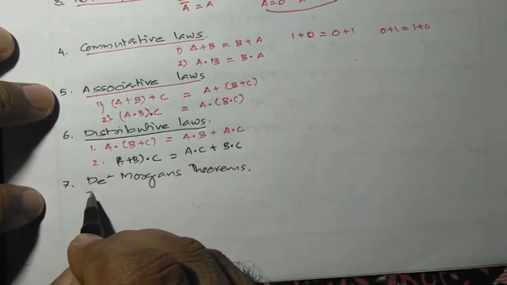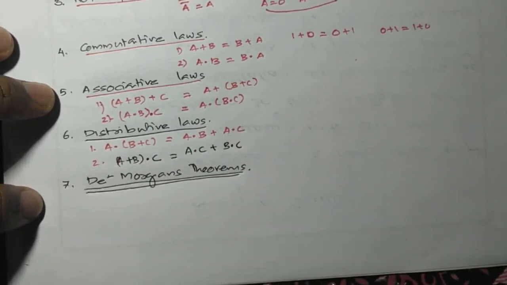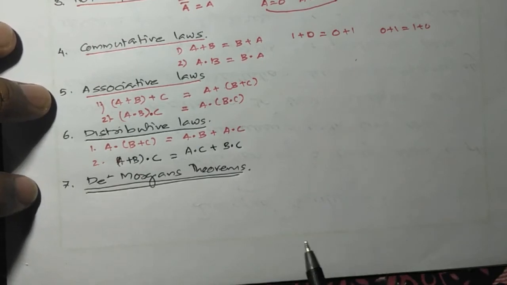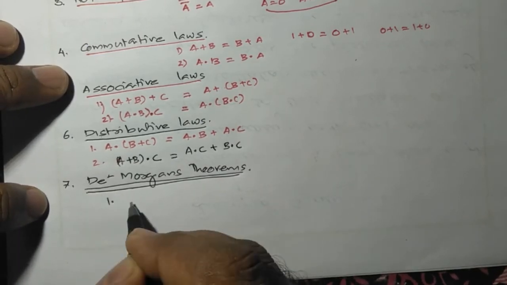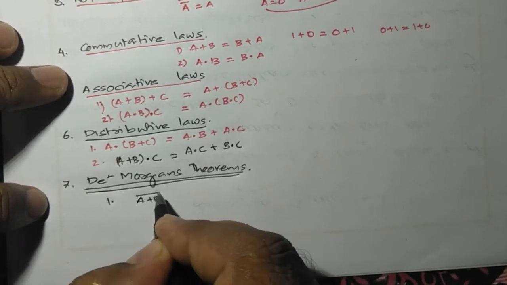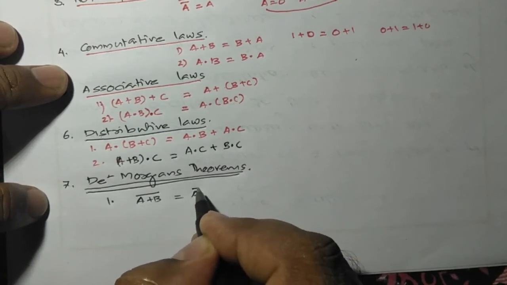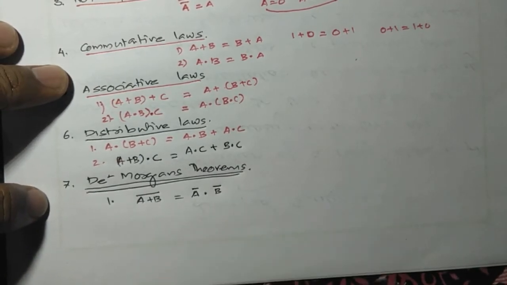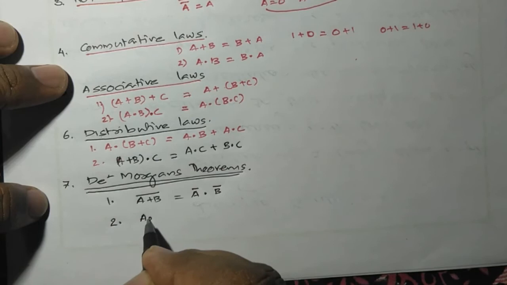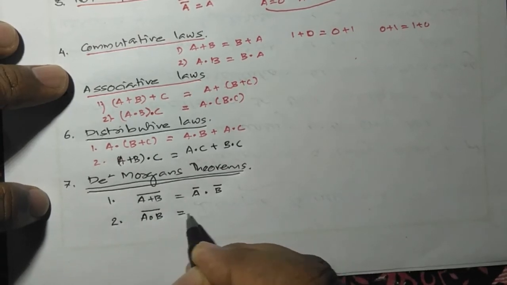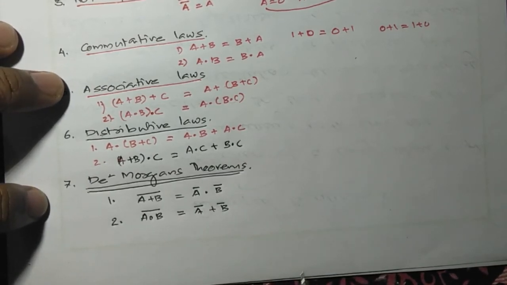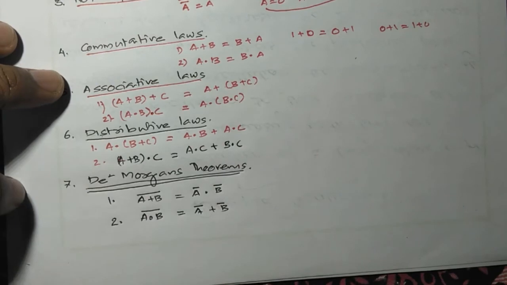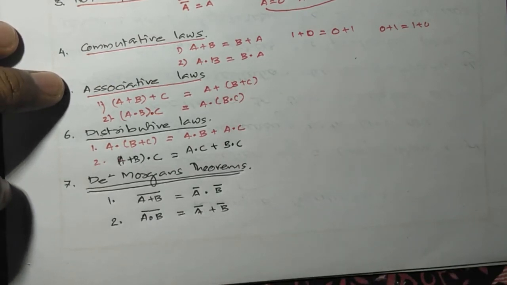There are two more theorems which are very, very useful and very, very important in Boolean algebra, and these theorems are called De Morgan's theorems. The first theorem is (A or B) complement equal to A complement and B complement. And the second theorem is (A and B) complement equal to A complement or B complement. We will come back to De Morgan's theorems later. We need to study that separately.